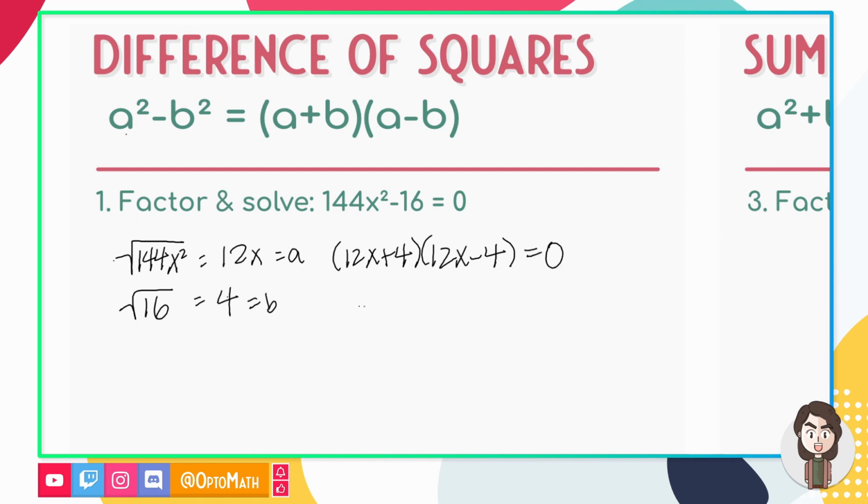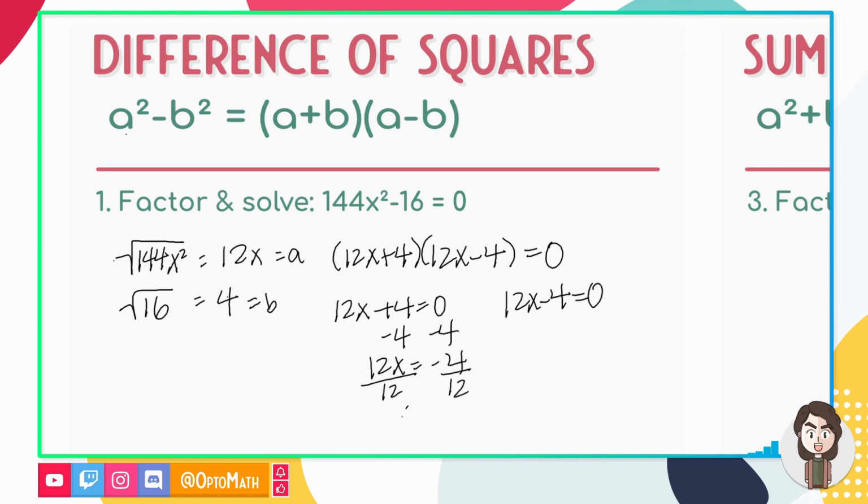To solve, we set each factor equal to 0. 12x plus 4 equals 0, and 12x minus 4 equals 0. So we can subtract 4 from both sides. 12x equals negative 4. Dividing both sides by 12, we get that x is equal to negative 1/3 for our first zero, or our first solution or root. Secondly, we'll add 4 to both sides. Now 12x equals positive 4. Divide both sides by 12, and x is equal to positive 1/3.